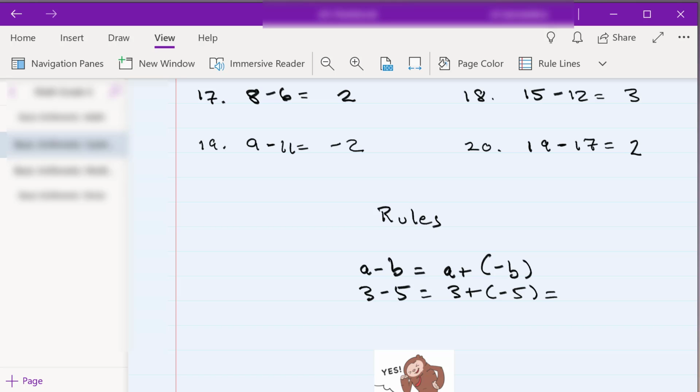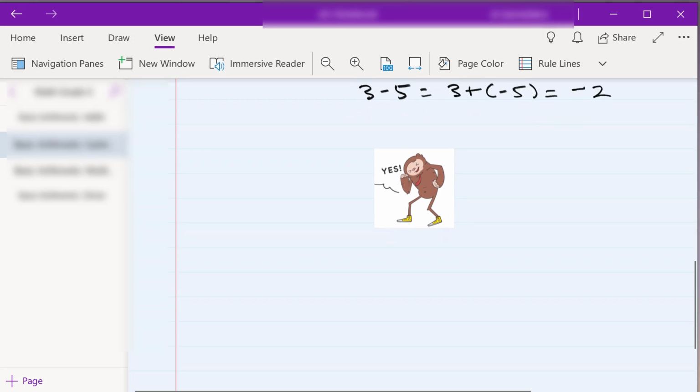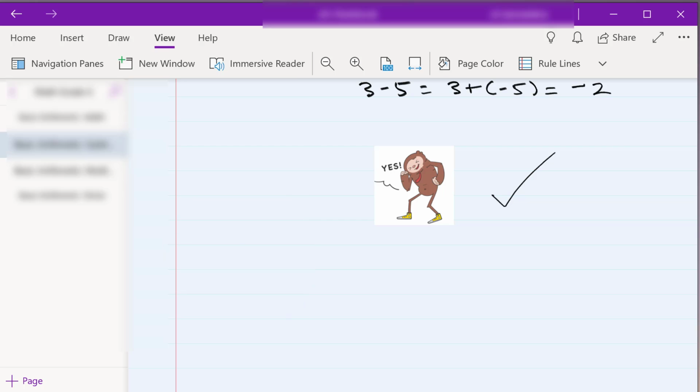The rule here for subtraction is that a minus b is the same as a plus minus b. For example, 3 minus 5 is the same as 3 plus minus 5, which is minus 2. Good job, guys. Let us move on to multiplication.